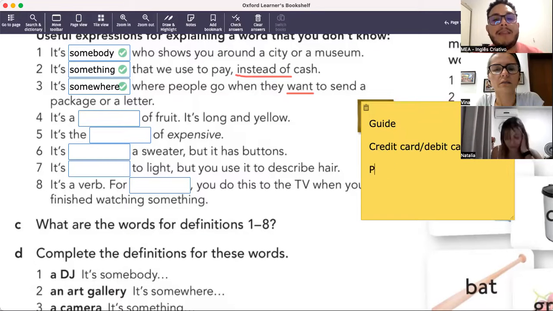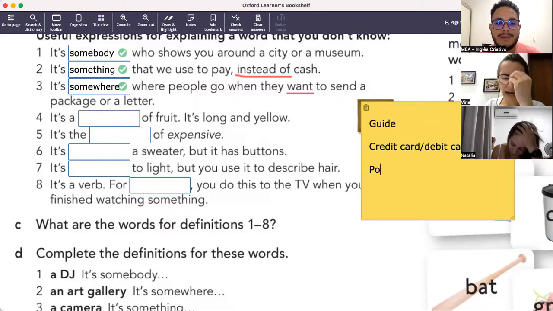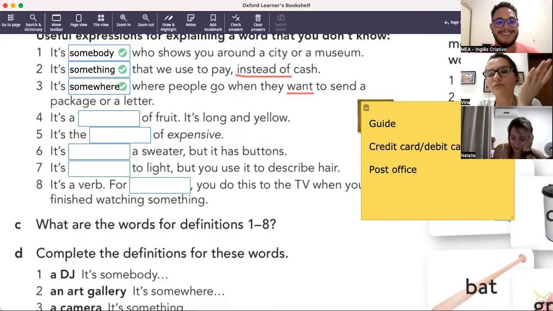It starts with P, Vina. Park. No. The second letter is O. Post. Post office.